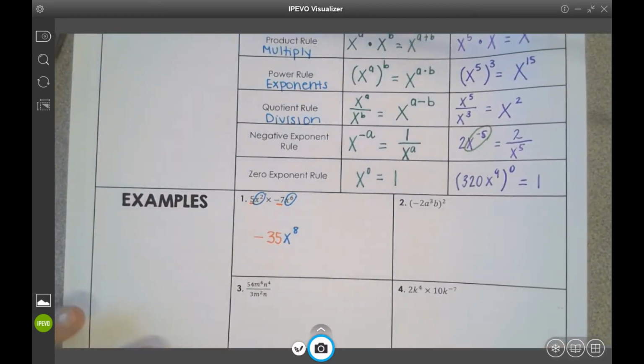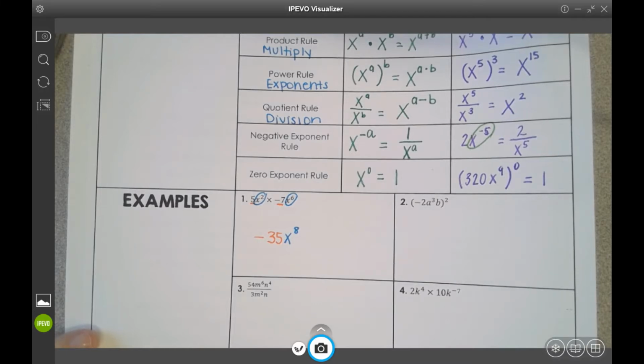So if we're multiplying, that's the product rule. So the answer is negative 35x to the 8th. So any numbers out front, you just do those like normal. Okay.